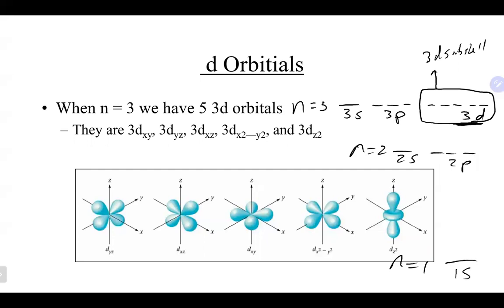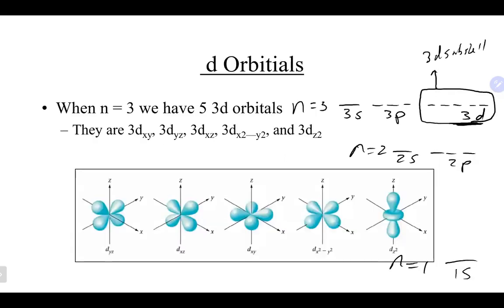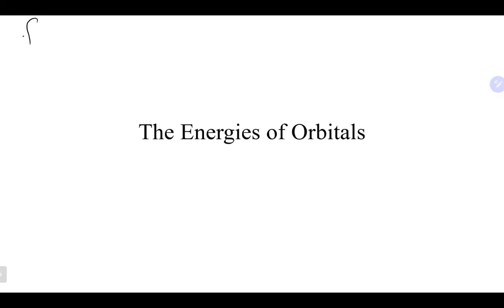If I max out the d subshell, how many electrons can I put in there? 10, right? 2 in each, and there's 5 of them. So we could put a maximum of 10 electrons in that 3d or any d subshell that we have, 4d, or so forth. The next important orbitals are the f orbitals. There are 7 different f orbitals, and they start on the 4th energy level.